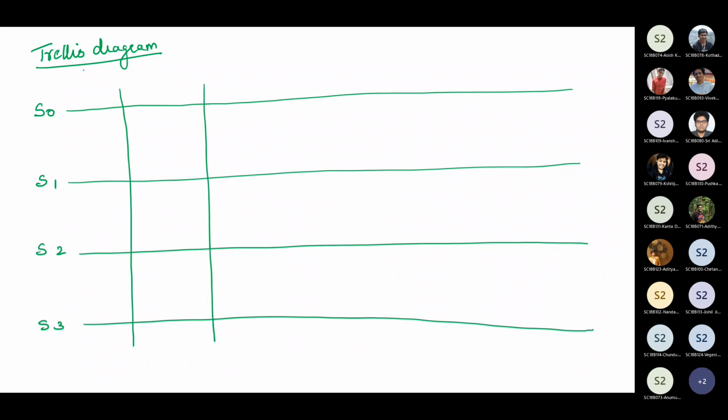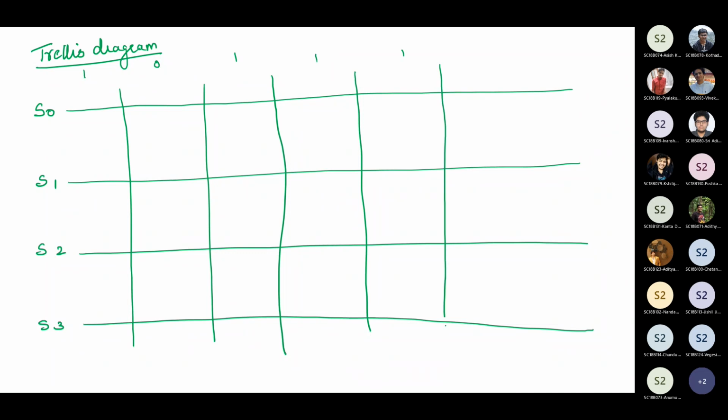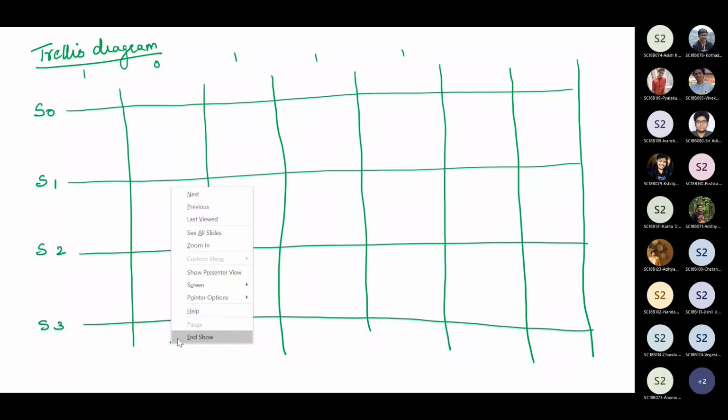So the input is 1, 0, 1, next one, 2 zeros. Okay. Now we are going to draw the trellis diagram for the given state diagram.